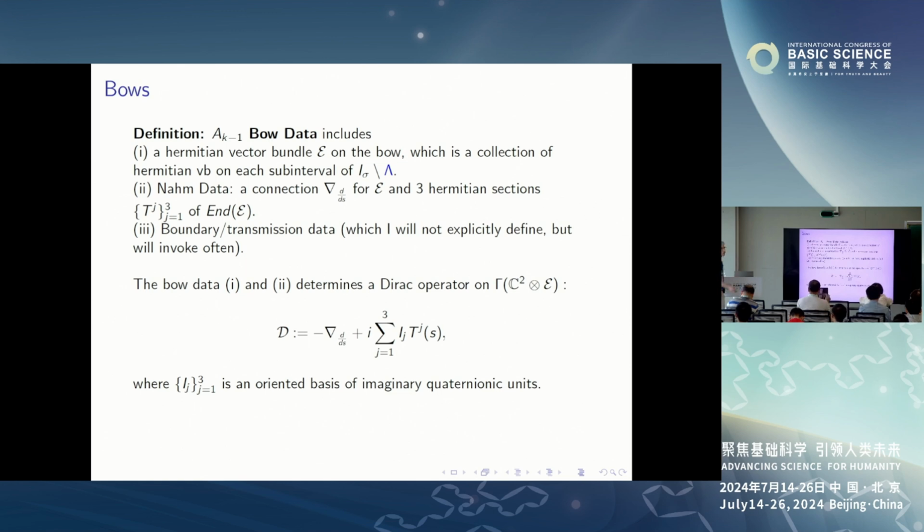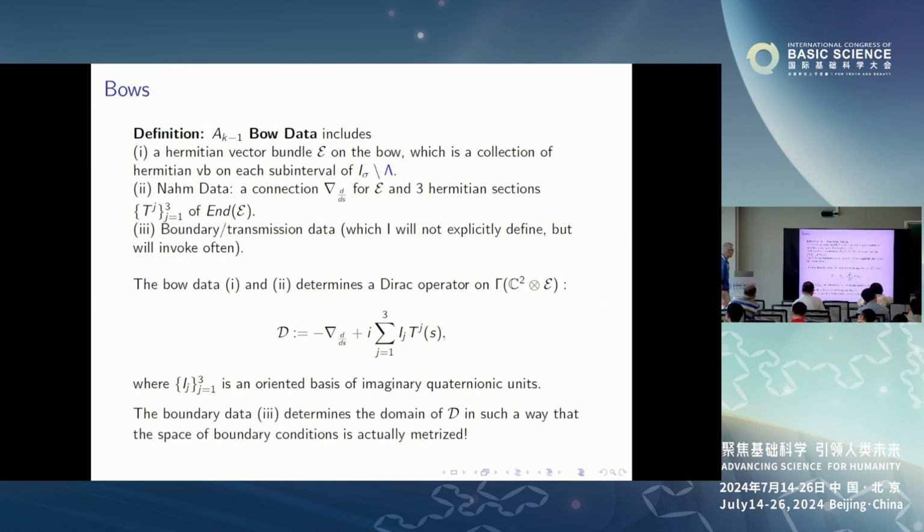Remember, S plus was trivial before, a trivial C2 bundle. Now we're going to replace that by just a C2 bundle. And so we get this Dirac operator on C2 tensor E. You should think of that as like S plus tensor E. And the Dirac operator is just going to be our connection, plus we have a sum of i_j T_j times the square root of -1, where the i_j's are just an oriented basis of imaginary quaternionic units. So if I wasn't summing, I just would have said i, j, and k.